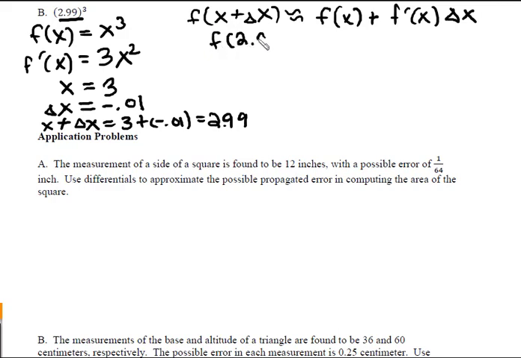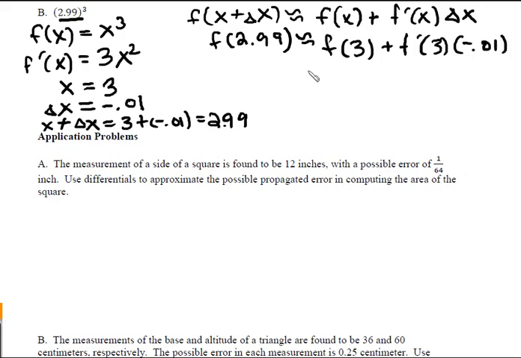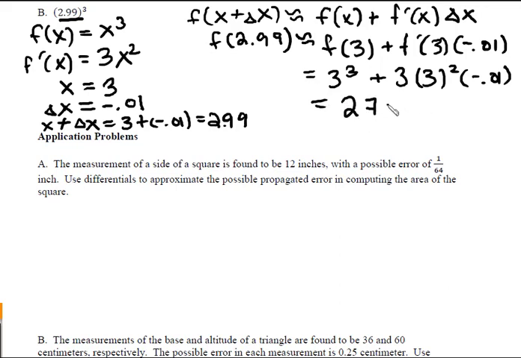f of 2.99 is approximately f of 3 plus f prime of 3 times the delta x, which is negative 0.01. So f of 3 is 3 to the third, and then f prime of 3 is 3 times 3 squared times negative 0.01. So again, this should be able to be done mentally. So 27 minus 0.27, which is 26.73. But you can use a calculator if you want. Again, this is still easier than doing this mentally, right?